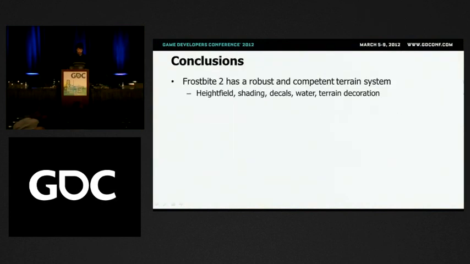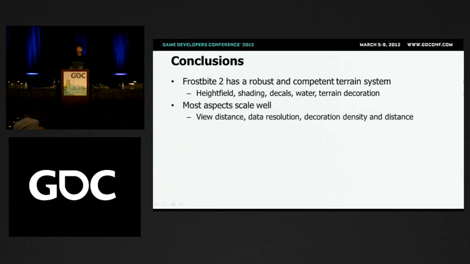That's actually it. Some wrap up. So we have a pretty robust and competent terrain system in the engine, which is dealing with height field, terrain decoration, water. The system is pretty scalable. It's more like a flight simulator than perhaps a classical game terrain system.